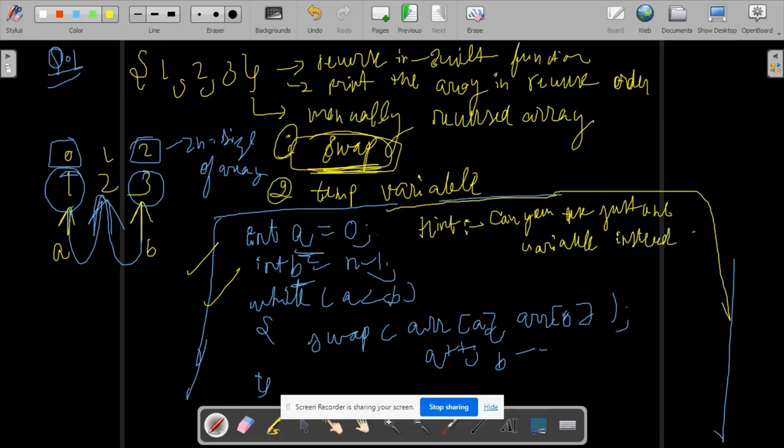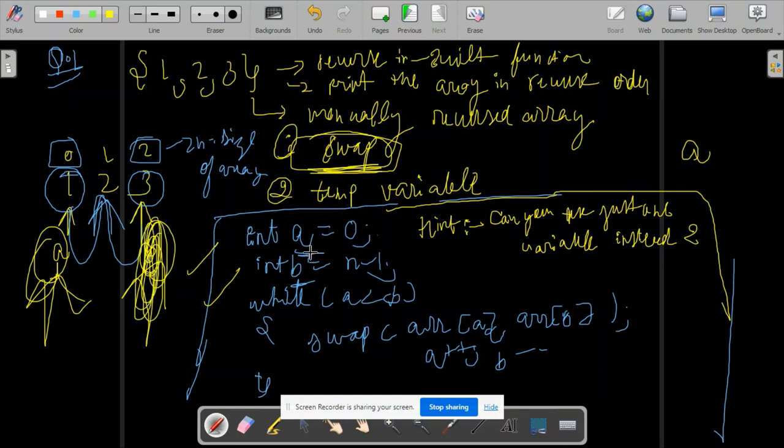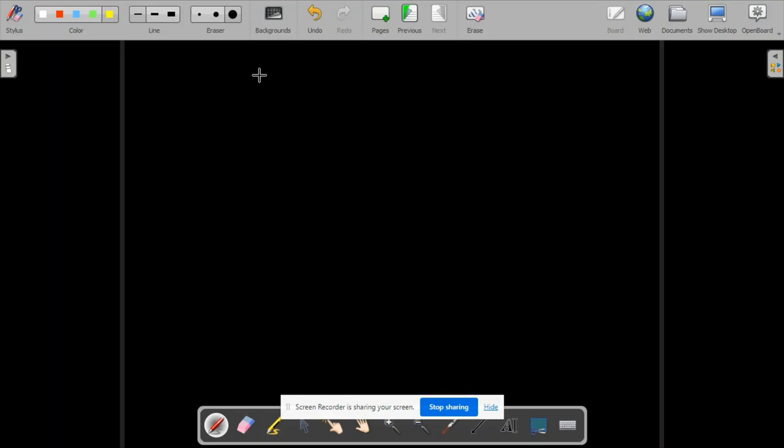Like here you are using two variables now: variable A, this pointer, and variable B. Can you use only this A variable and not B? Can this work? Yes, this can work. So let me show you how. Suppose this is the array 1, 2, 3, 4, 5. Let me explain some concept first.